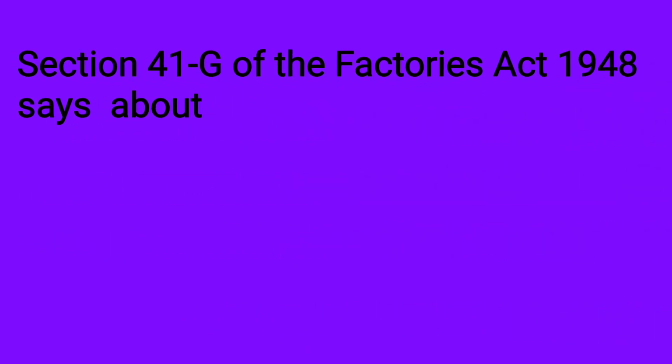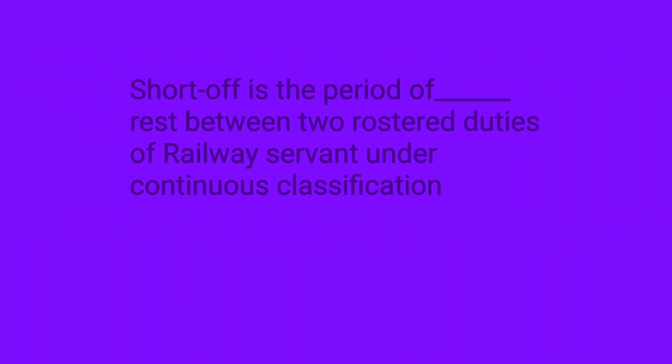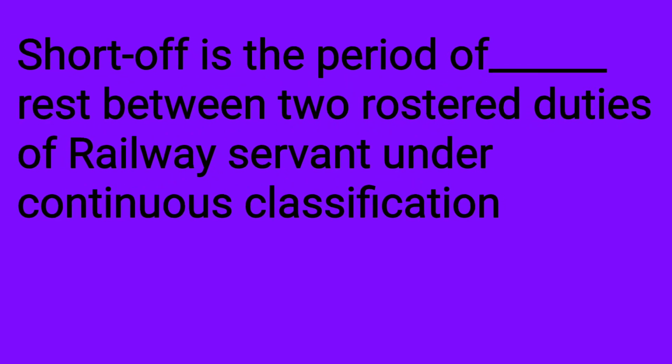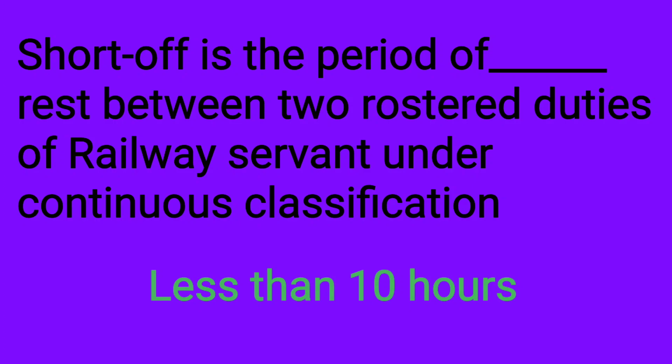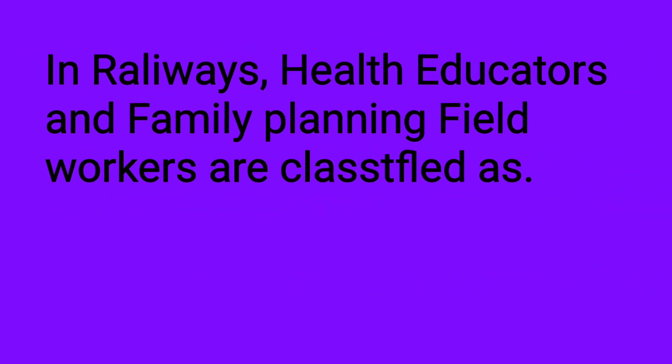Section 41G of the Factories Act 1948 says about participation in safety management. The period of rest between two rostered duties of a railway servant under continuous classification is a period of less than 10 hours.